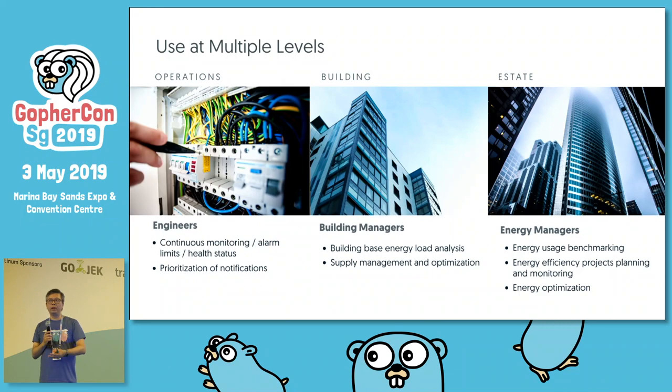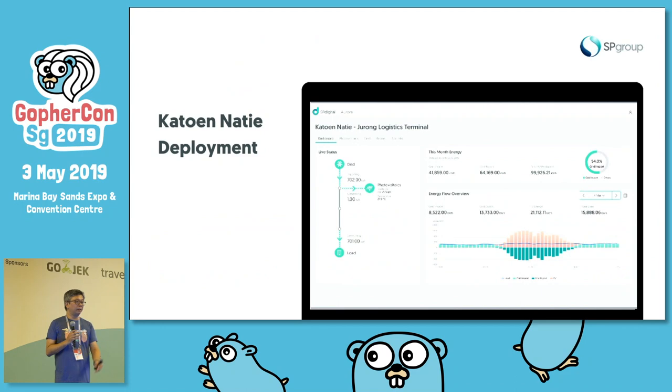So, for example, if MBS uses us, which unfortunately they don't, not yet, then the building managers would be able to use this to view the consumption and so on. And energy managers, people who actually manage and monitor the energy consumption within a building or within a unit and so on. These are some of the examples.